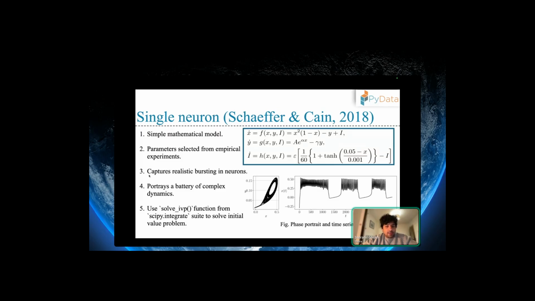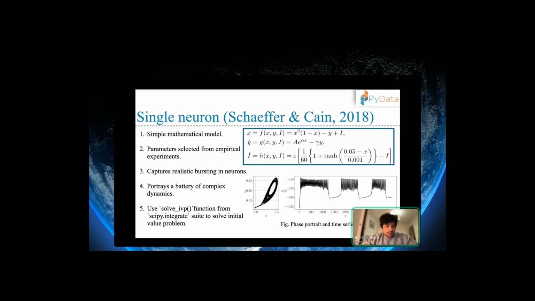This model does capture the realistic bursting phenomenon in neurons, and it also portrays a battery of complex dynamics that you'll see soon. I want to show that to you, as that's the main topic of this talk.